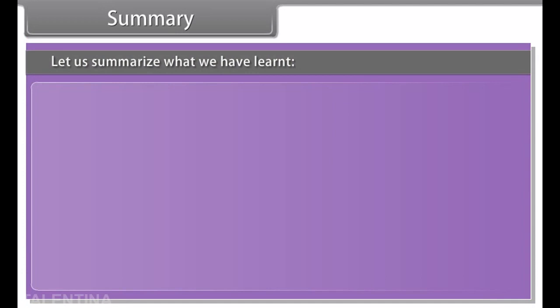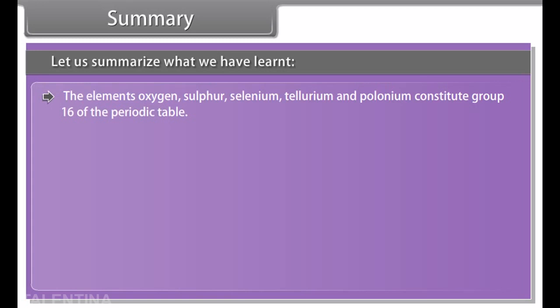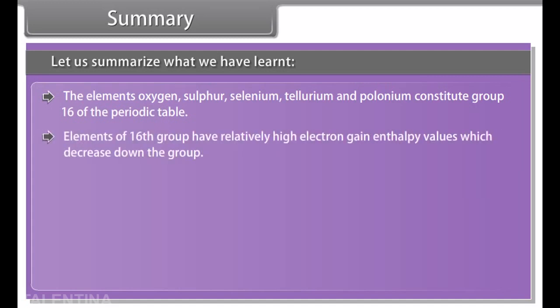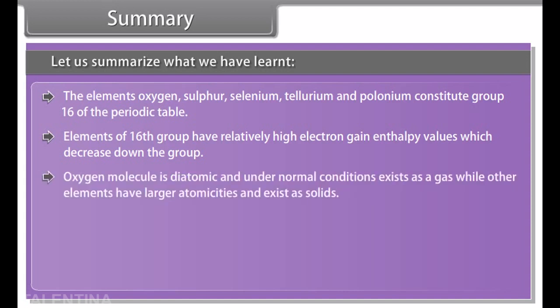Summary. Let us summarize what we have learnt. The elements oxygen, sulphur, selenium, tellurium, and polonium constitute group 16 of the periodic table. Elements of the 16th group have relatively high electron gain enthalpy values, which decrease down the group. The oxygen molecule is diatomic and under normal conditions exists as a gas, while other elements have larger atomicities and exist as solids.